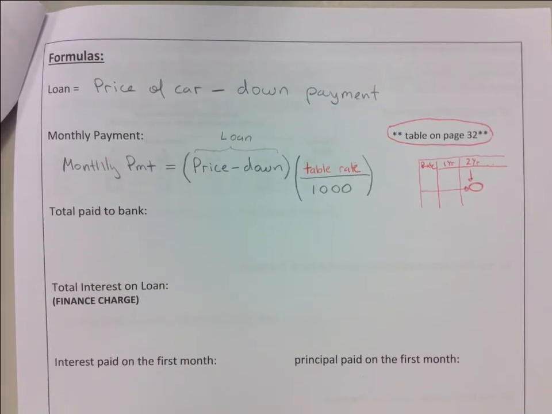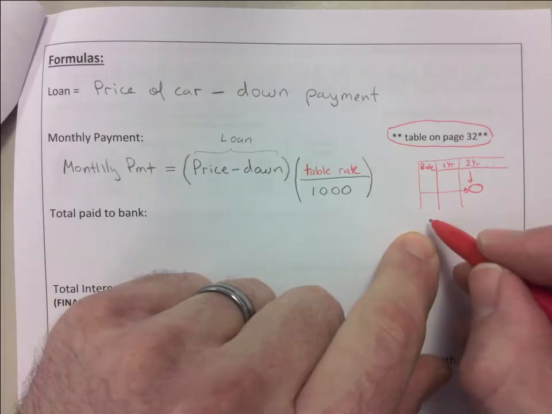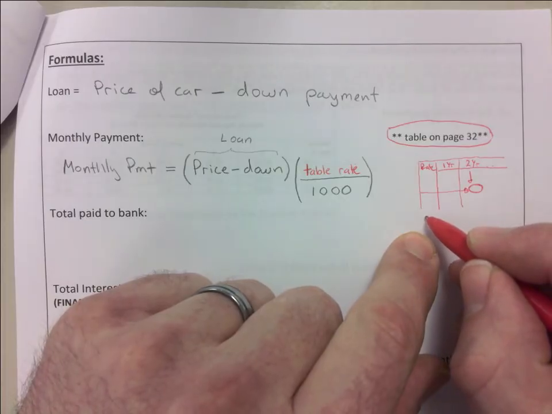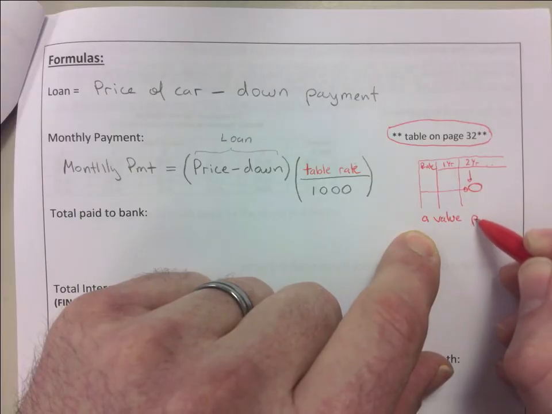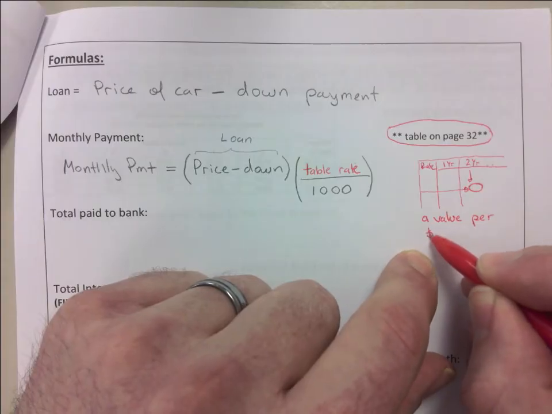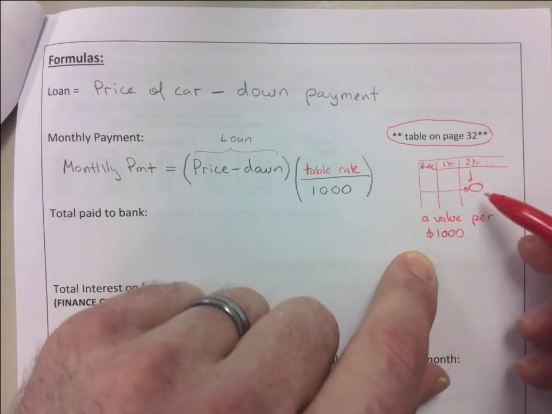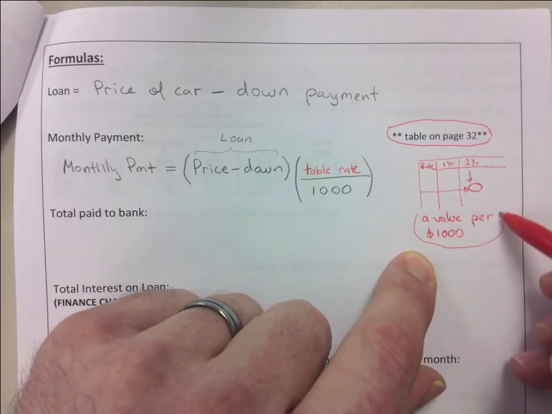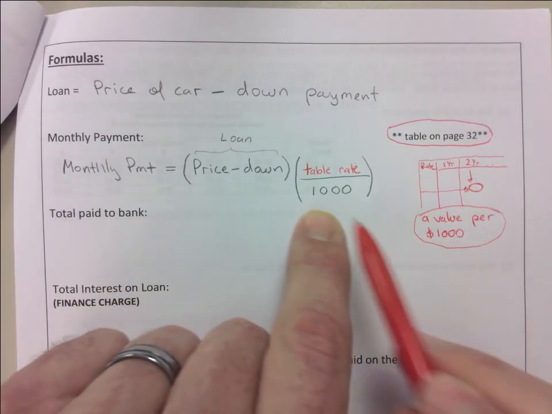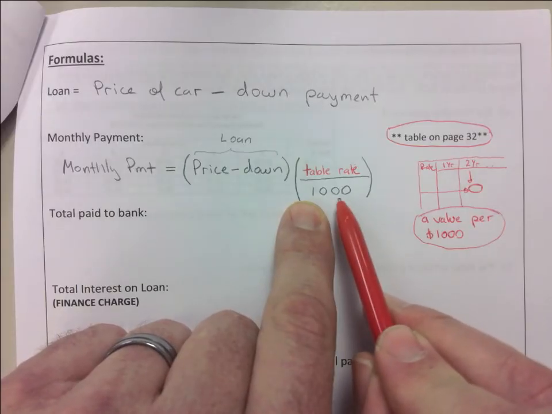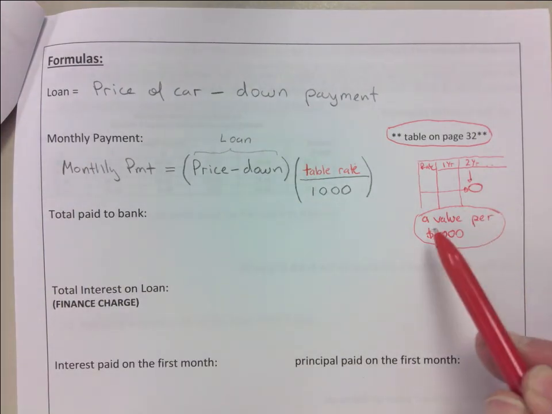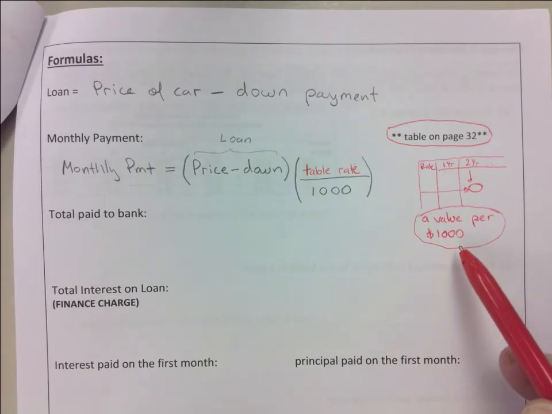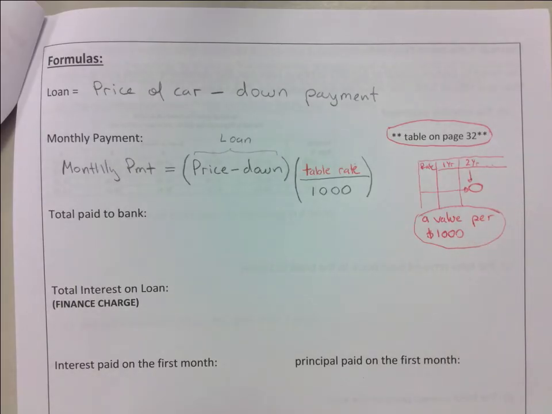I want to make sure you understand that's going to be a value per $1,000. That's what that value is, okay? So that's the reason why this is going to be divided by 1,000 in our formula, because when you go grab that number from the table, it is a value per $1,000 of loan. So that's your formula right there.